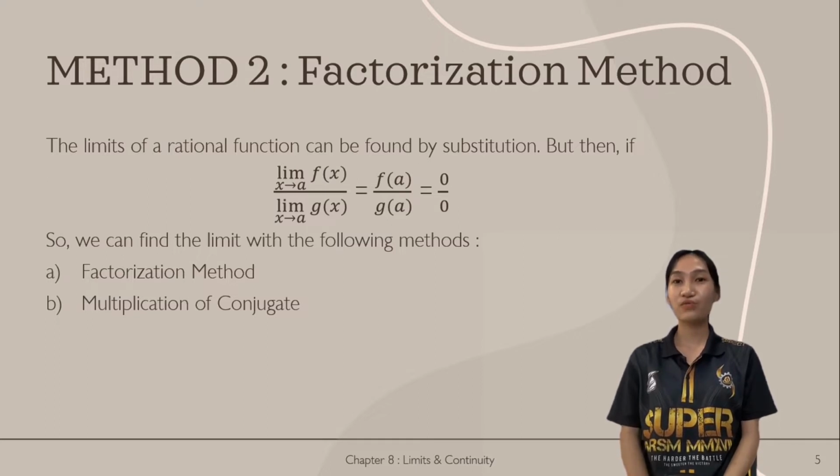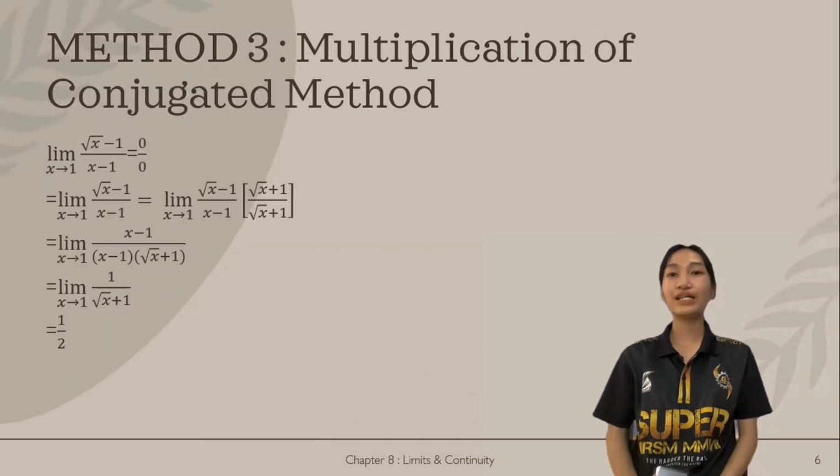In this case, we will find the limit with two methods, which are the factorization method, known as method 2, and multiplication of conjugates, known as method 3. We will use these two methods when we substitute the value of x with a and we get 0 over 0. In method 2, we can use long division or synthetic division to factorize the quadratic equation of the limit. Meanwhile, in method 3, we need to find an alternative way to find the limit.